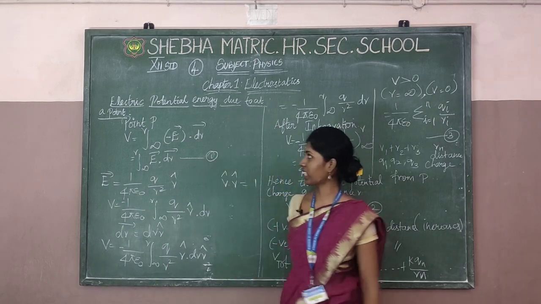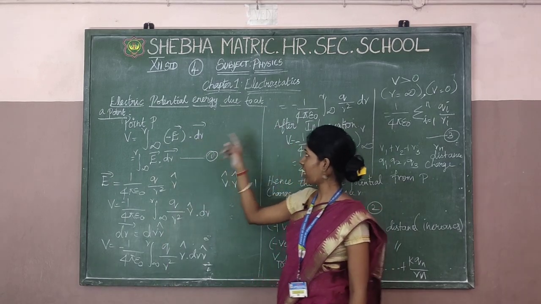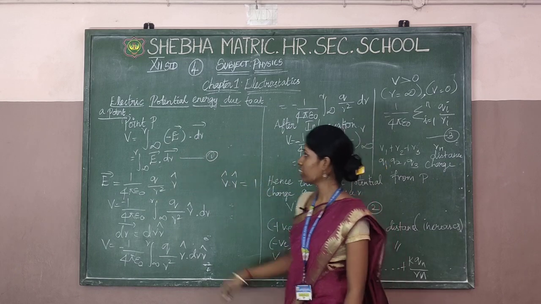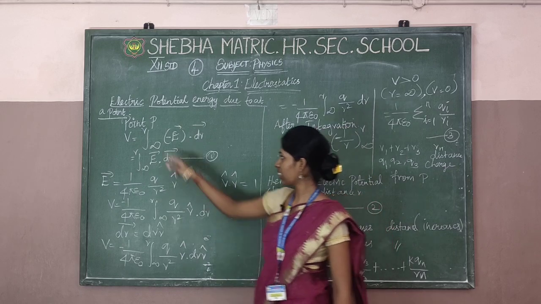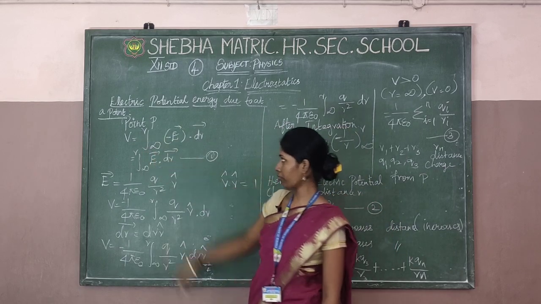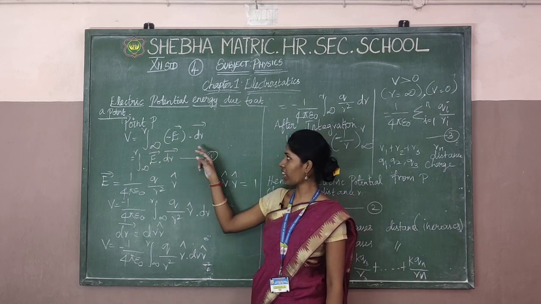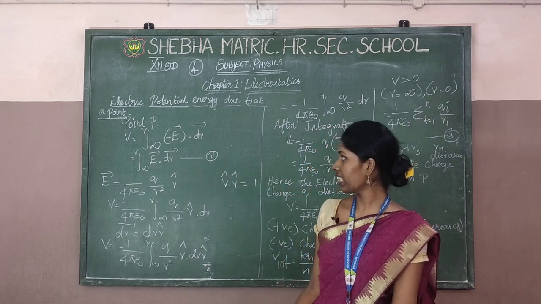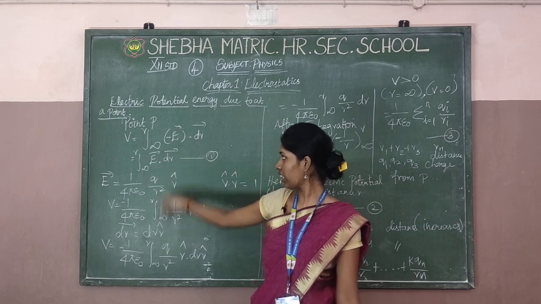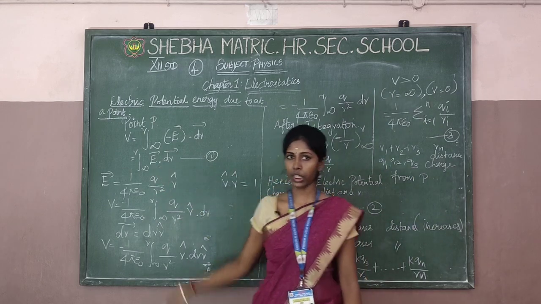I repeat this once again. The electric potential energy due to a point charge. Now we start. V is equal to, for a point charge, the integral from r to infinity of minus E vector dot dr vector. So the V value is the integral from r to infinity of E vector dot dr vector, which is equation 1.